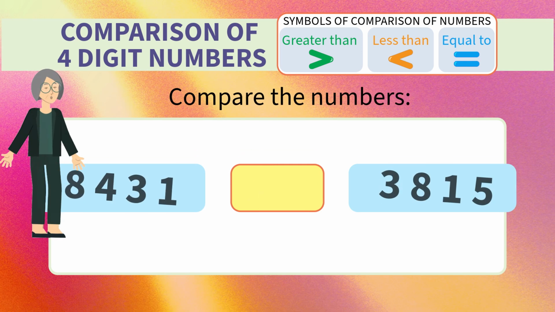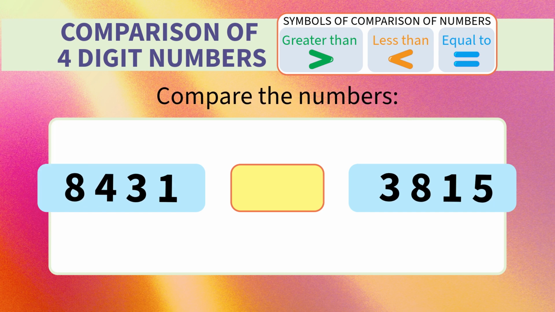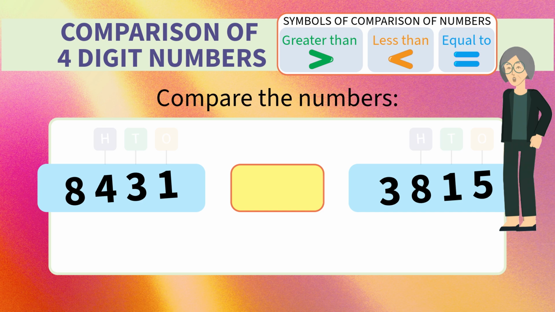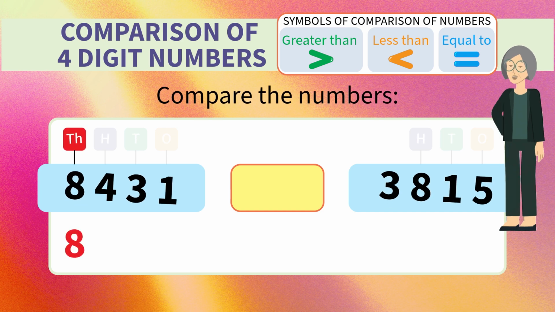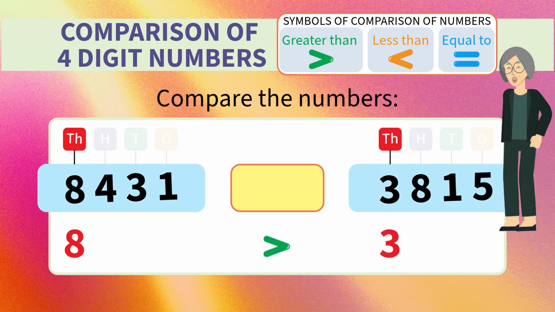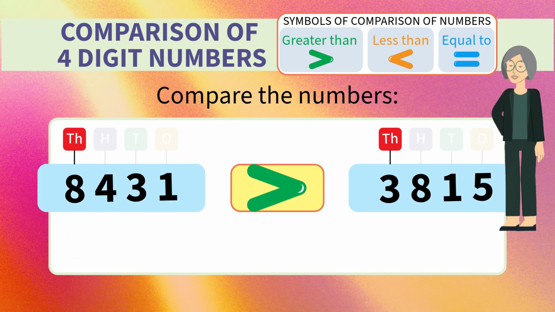Compare 8431 and 3815. Comparing the place value of thousands, 8 is greater than 3. So we don't compare any other digits, and we know that 8431 is greater than 3815.